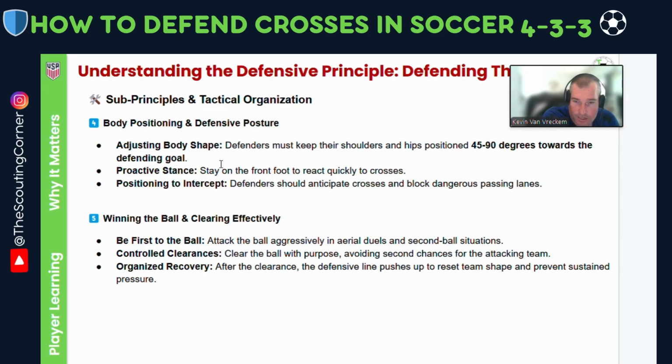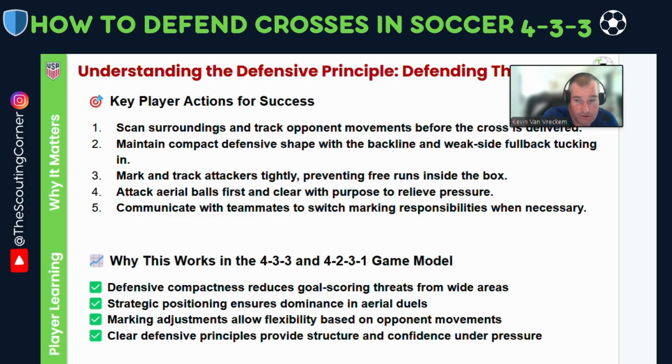Your body positioning. I keep referring to the 45-degree angle body positioning. So the proactive stance on your front foot, on your toes, so you can actually win that couple of seconds when you actually have to press the ball or go for a challenge. And given the fact that it's inside the 18-yard box, obviously you want to be first to the ball and controlled clearances. That's why I mentioned the different types of headers. There, key player actions, scanning, compact team shape, mark attackers, track attackers if they get into your zone.